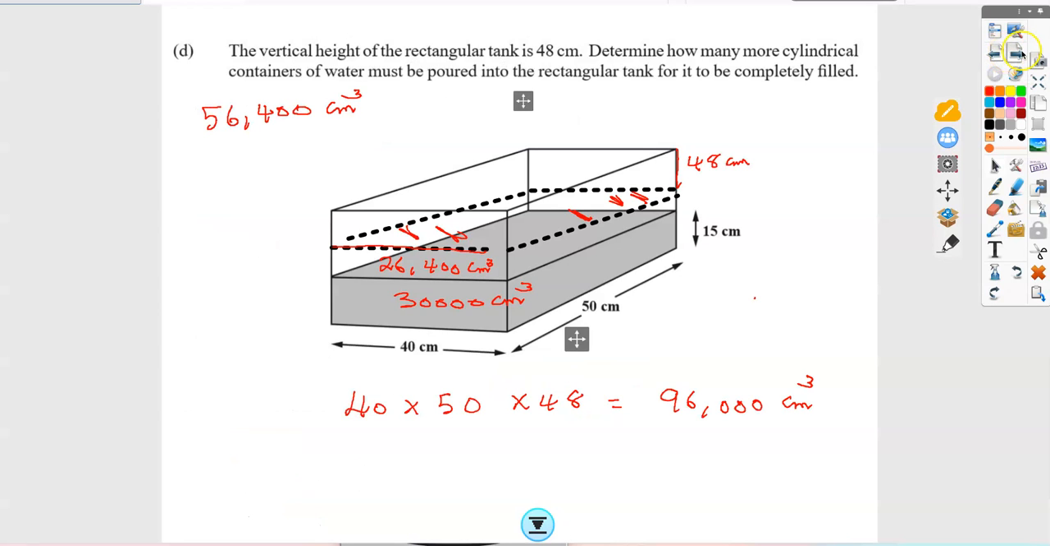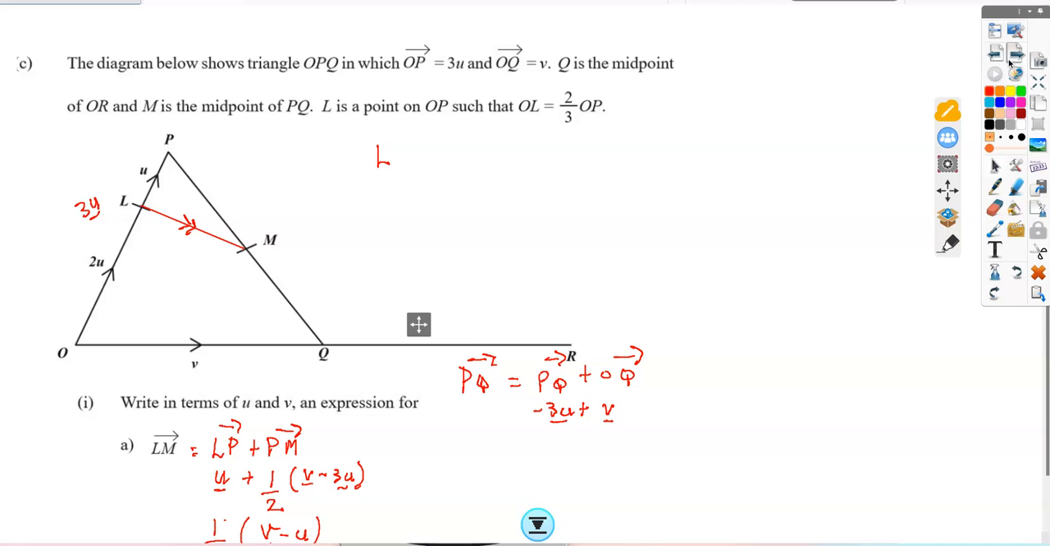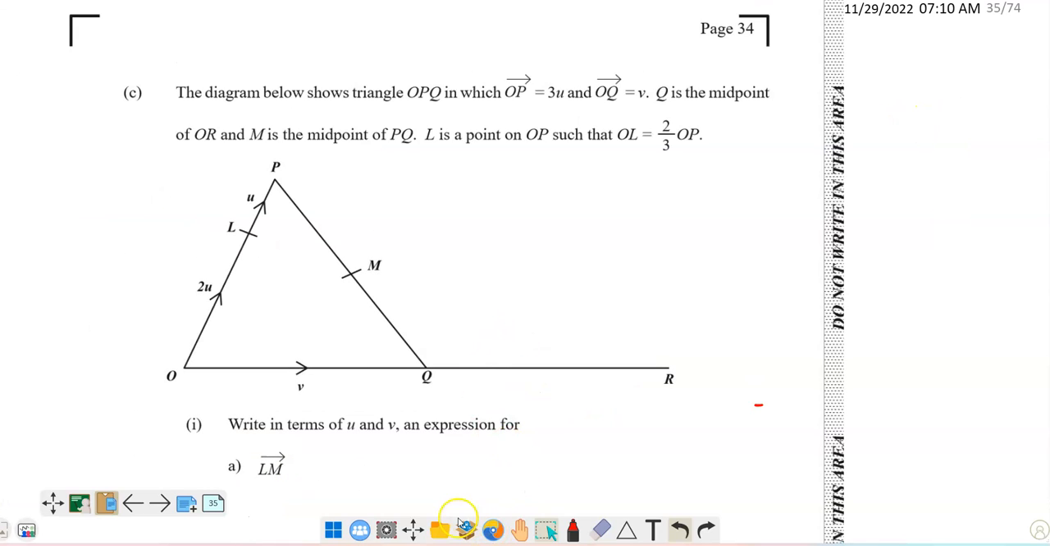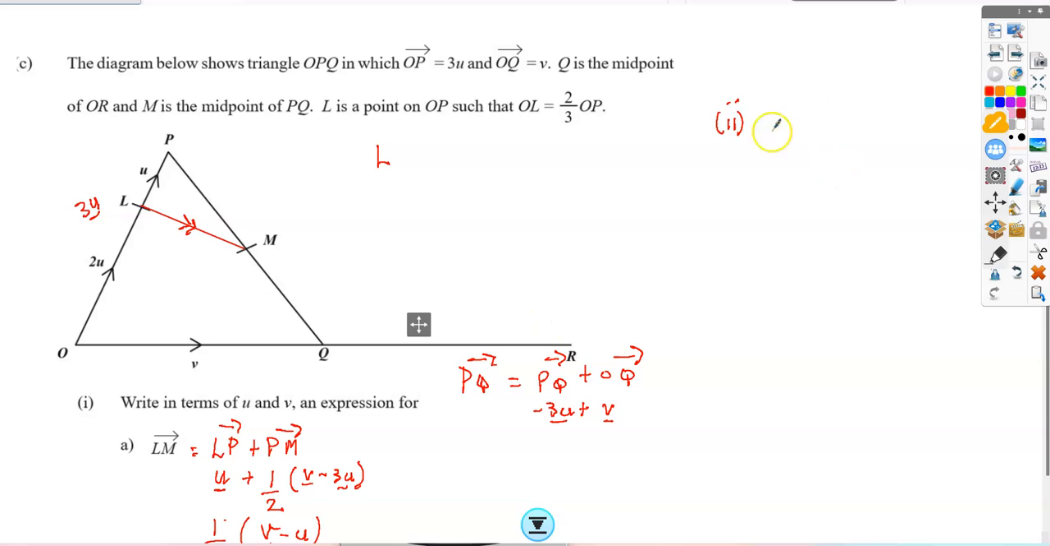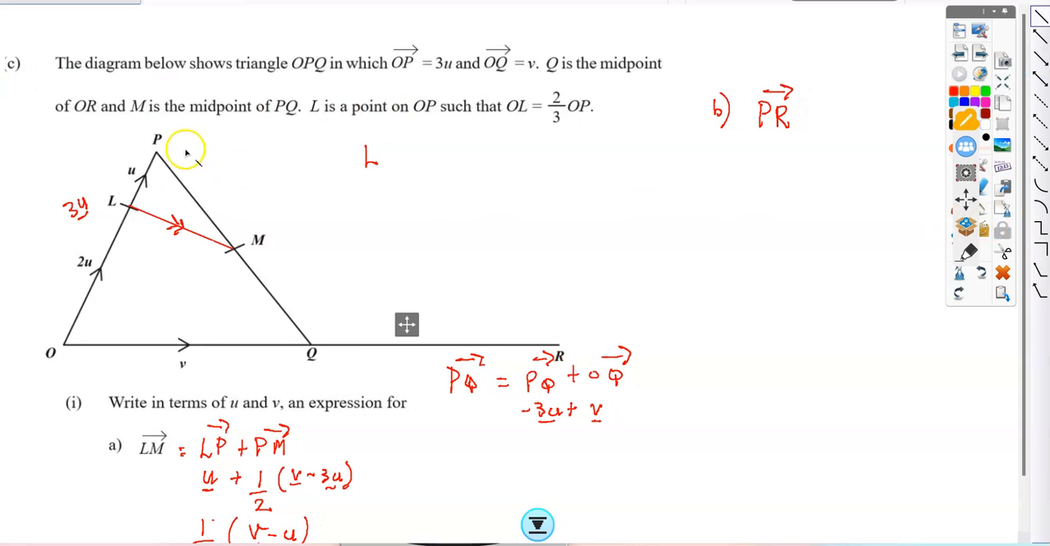Okay, so let's see what we have there. So we have that. We want to find PR now. That's the next part of the question. Let's go back and have a look at what we have there. We want to find PR. To find PR, we draw this line here, PR.